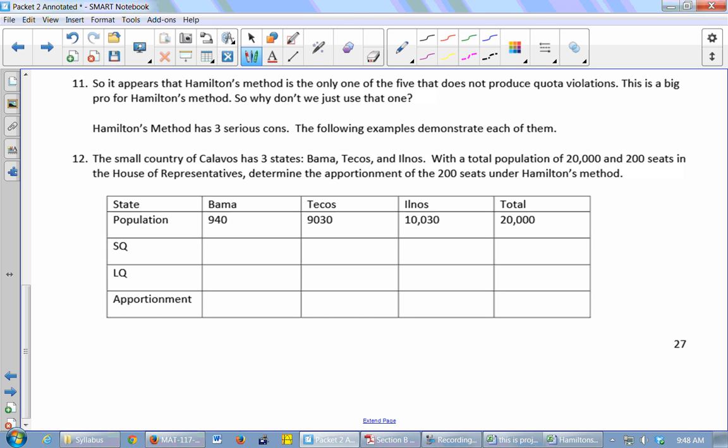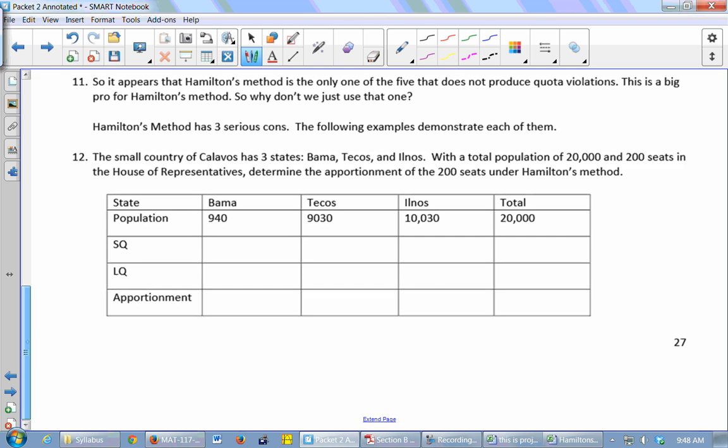And we're going to go through an example to demonstrate each of these. So we have the small country of Calavos. It has 3 states, Bama, Tecos, and Illinois. Total population of 20,000 and 200 seats in the House of Representatives. Determine the apportionment of the 200 seats under Hamilton's method. Take 5 minutes or so and calculate the apportionment for this country.